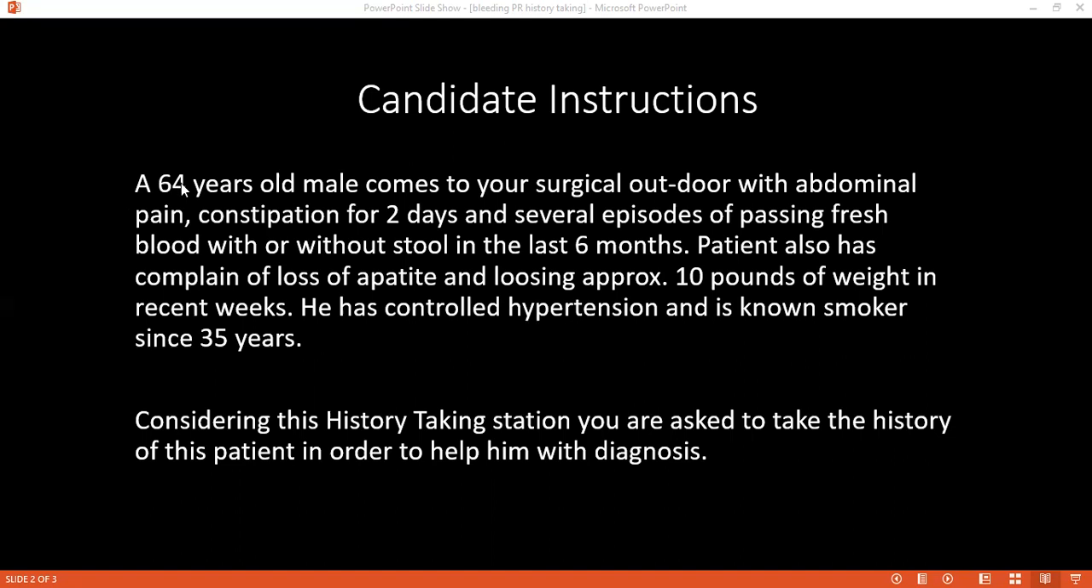Okay, ma. I've interacted with a 64-year-old male that presented with a 6 months history of passage of bright red blood from the rectum with associated abdominal pain in the left lower quadrant of his abdomen, with associated constipation, weight loss and anorexia. He's a known smoker of 35 years and known hypertensive, controlled on medications. So what are the differential diagnoses that you would consider for this patient?